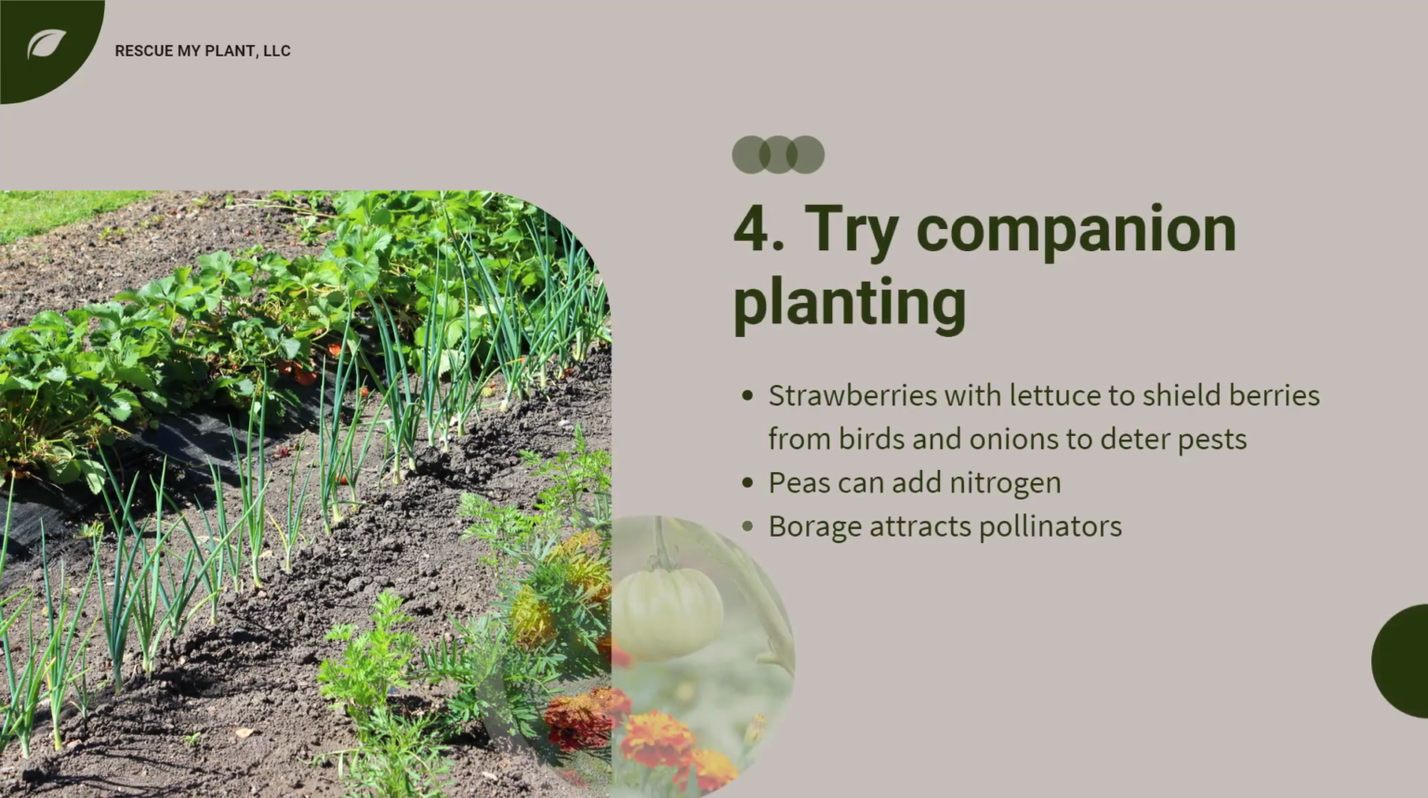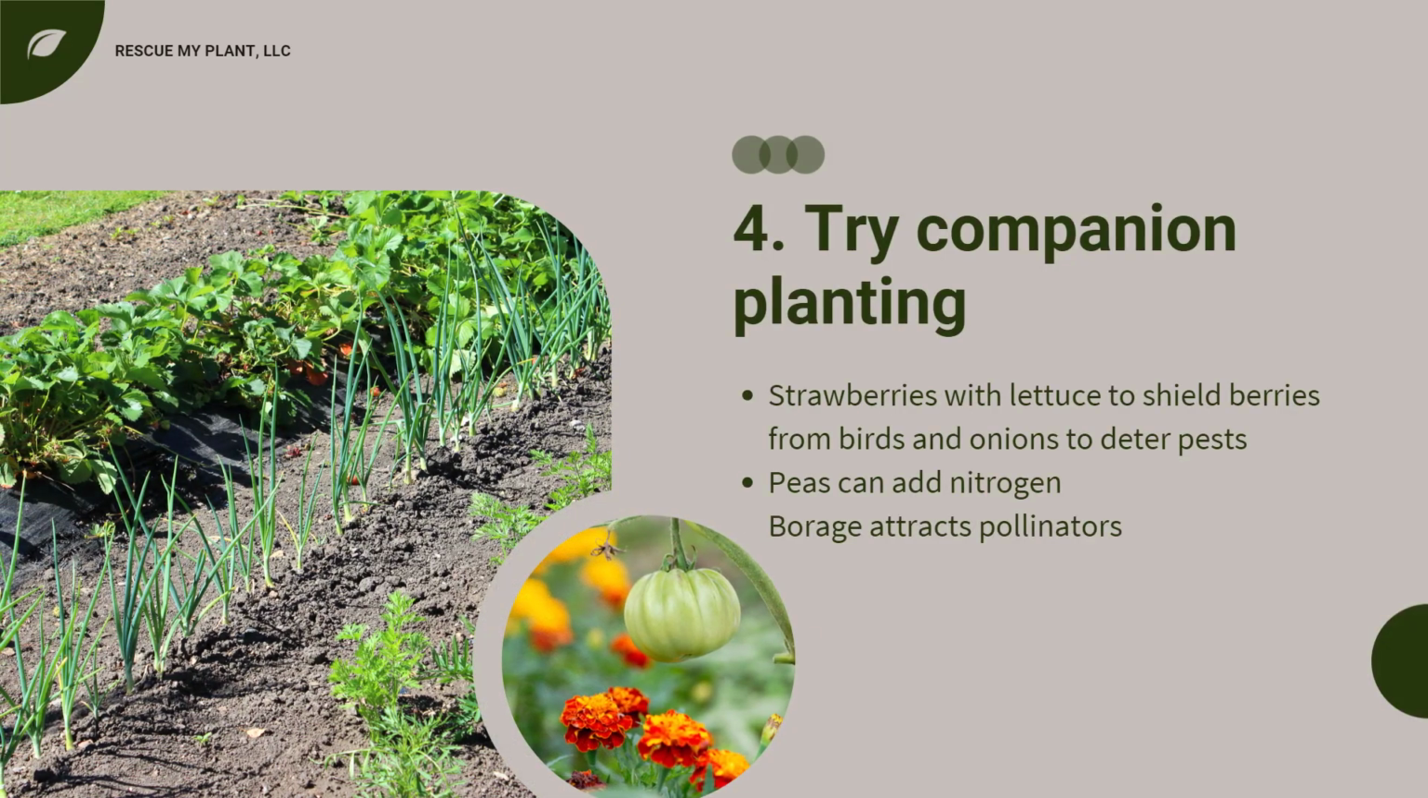When I plan out a garden, I look to see which plants to place next to each other to get the most benefit. I recently planted bare root strawberries. I looked to see the best companion plants for strawberries, and I saw that lettuce and onions were good. Lettuce can help shield the berries from birds, and onions can deter pests.